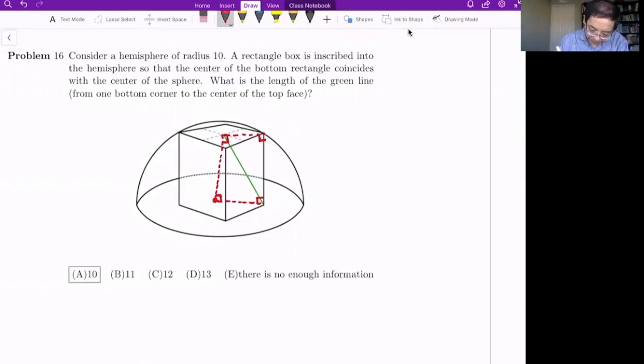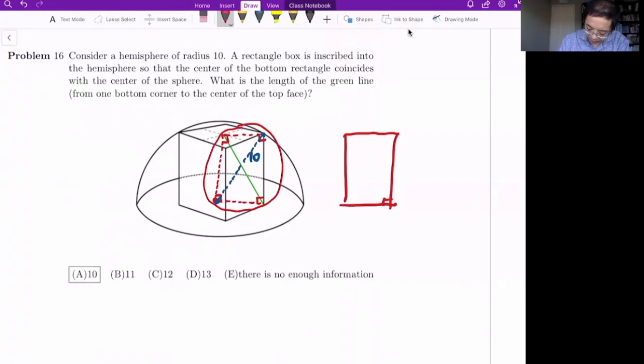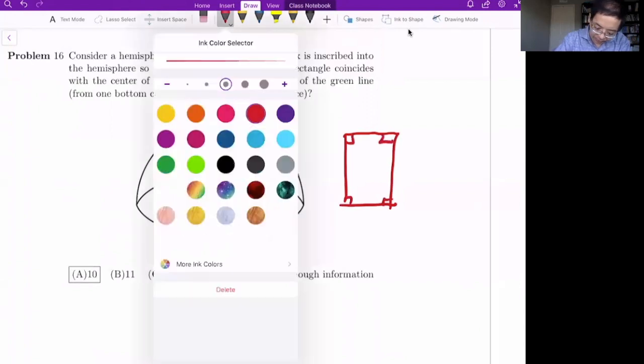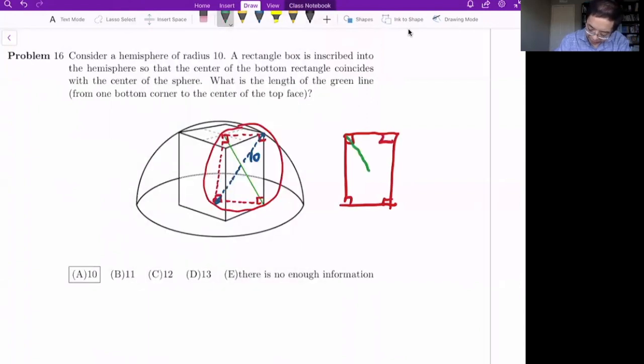Now, what we have is we know the radius. If I draw the radius, this is the radius from the center to the corner, to any point on the sphere. So this guy is 10. Now if you look at this picture, this is a 2-dimensional picture, which is a rectangle. And the green one is the one that we want to figure out.